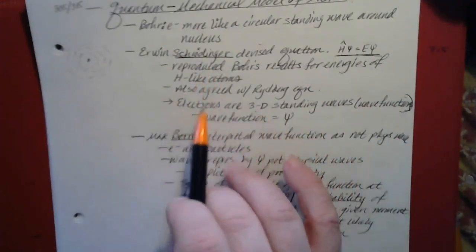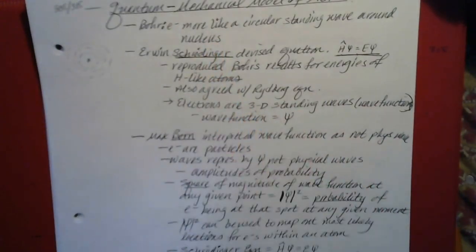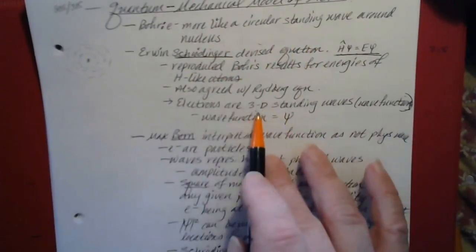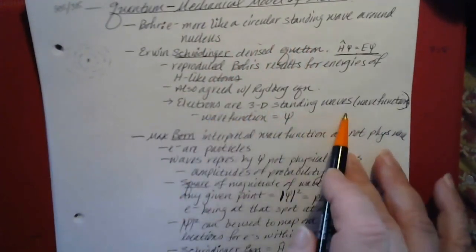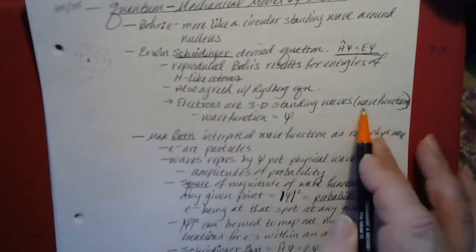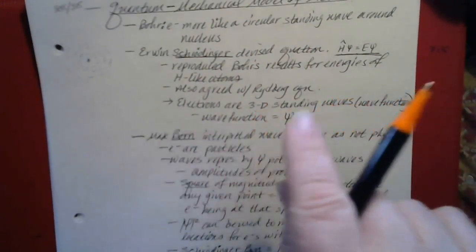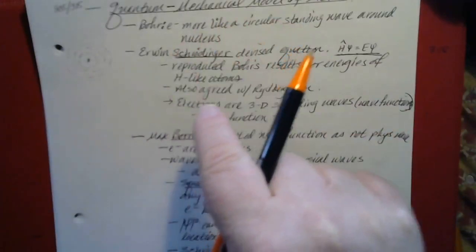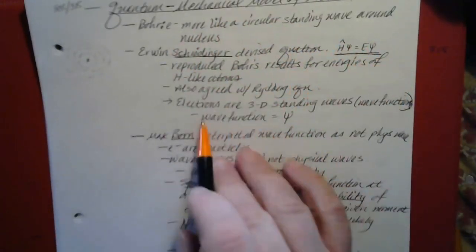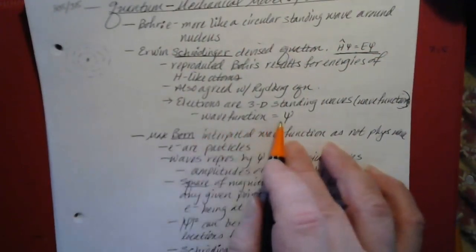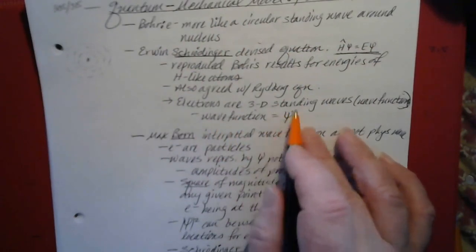And Schrodinger again concluded, like Bohr, that electrons are three-dimensional standing waves. Actually, Bohr didn't have the three-dimensional part. That was new with Schrodinger. But they're three-dimensional standing waves. Another term for a three-dimensional standing wave is a wave function. So it's a wave that doesn't move through space. It just exists in one place. Sort of like a guitar string when you pluck it. It vibrates up and down in place. It doesn't move longitudinally, along the length of the string. And the wave function is represented by the Greek letter psi.